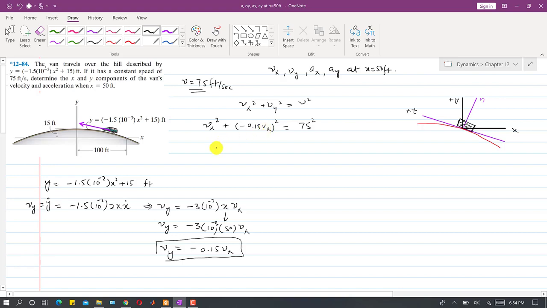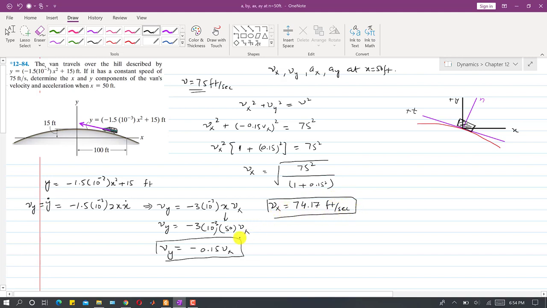Now if I take vx square common from this equation, this will be 1 plus 0.15 whole square, and this will be equal to 75 square. So vx square will be equal to 75 square divided by 1 plus 0.15 whole square, and then we have to take the square root. So this gives us the vx magnitude, which comes out to be 74.17 feet per second.